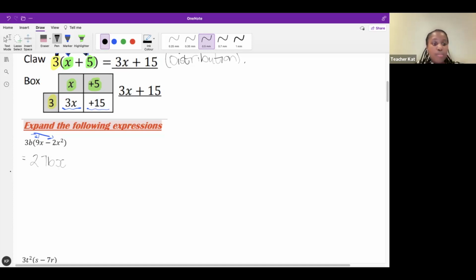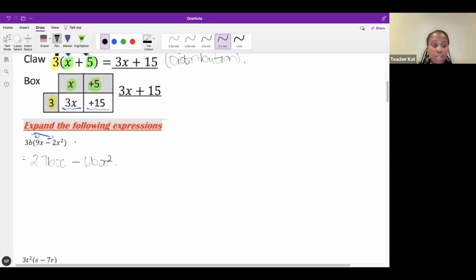Okay, then we move on to the second term. This time we have a positive multiplied by a negative. So what is my sign going to be over here for this case? It is minus. 3 times 2 is minus 6 bx squared. Can we do anything further with this?